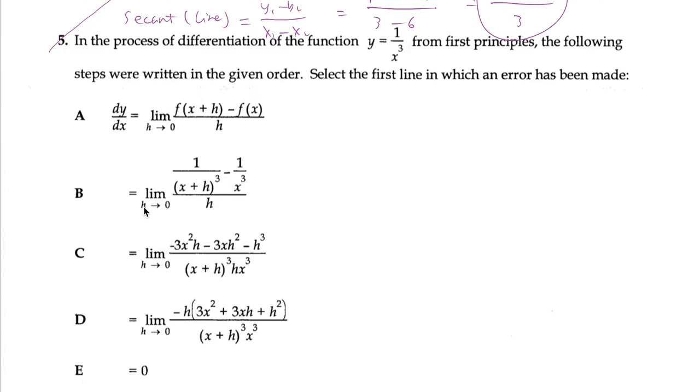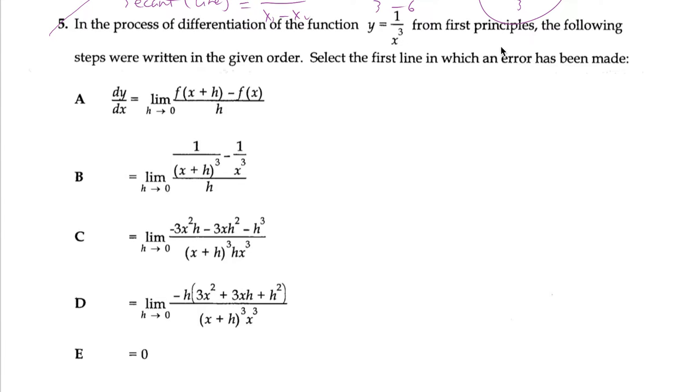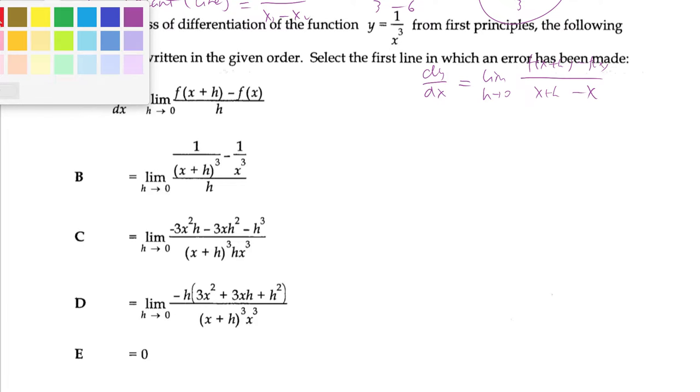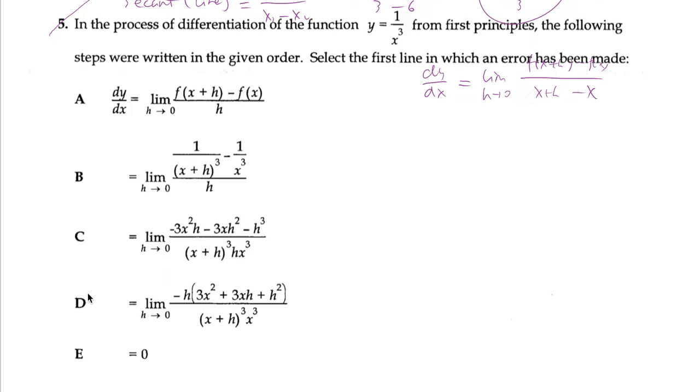Question 5. In question 5, you're trying to derive this from first principles. Again, the first line is something you should remember. For first principles, dy over dx equals the limit as h approaches 0 of f(x plus h) minus f(x), over (x plus h) minus x. You should remember this form. Whenever they ask you to derive anything from first principles, this is the line where you should start. Then they ask you to select the first line where an error has been made. There is only one error, if you read through the entire question, which is D. So D is where the error occurs.